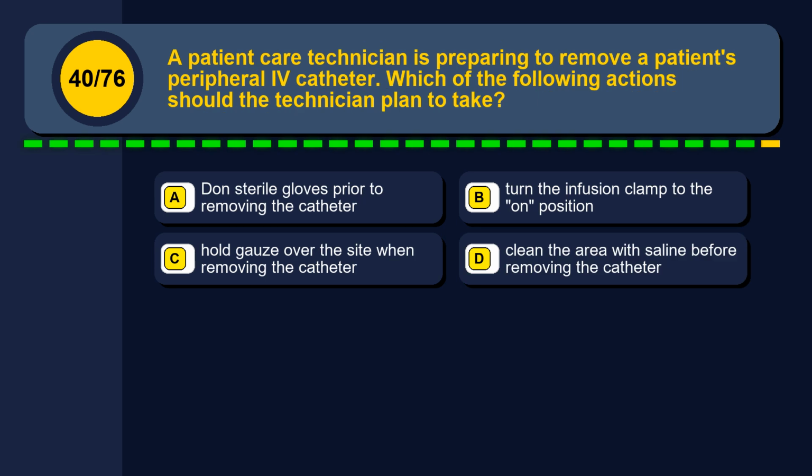Question 40. A patient care technician is preparing to remove a patient's peripheral IV catheter. Which of the following actions should the technician plan to take? Option A, don sterile gloves prior to removing the catheter. Option B, turn the infusion clamp to the on position. Option C, hold gauze over the site when removing the catheter. Option D, clean the area with saline before removing the catheter.